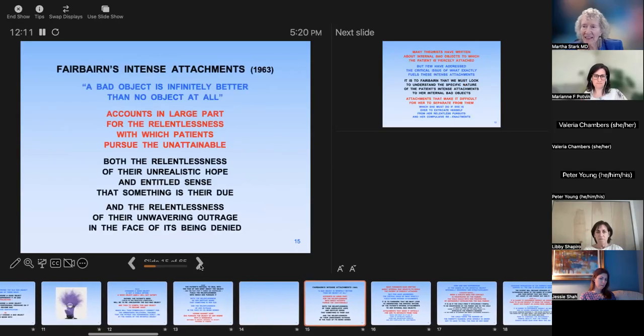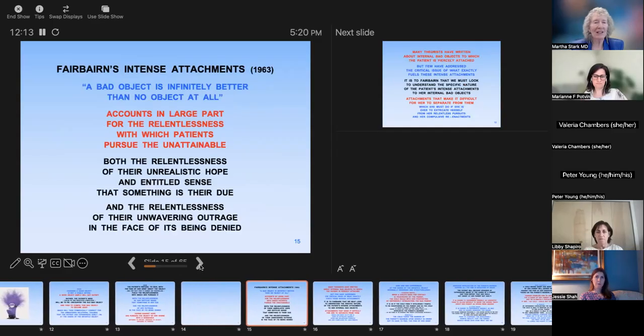And interestingly, this isn't really just about our patients. All of us on some level are relentless in our pursuit of something that a panel of 10,000 objective judges would have said, forget it, it's not going to happen. And yet the person desperate to get the object to be forthcoming will be relentless in her pursuit, even so.